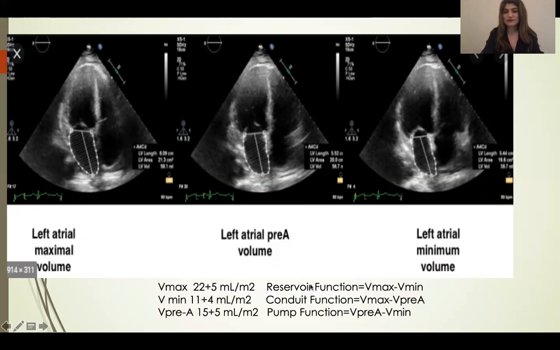For reservoir function, the difference between maximal volume and minimal volume correlates with the reservoir function of the left atrium, and conduit function is correlated with the difference between the maximal volume and the pre-A volume of the left atrium. Pump function, in other words the active ejection fraction of the left atrium, is measured by the difference between pre-A volume and minimum volume of the left atrium.